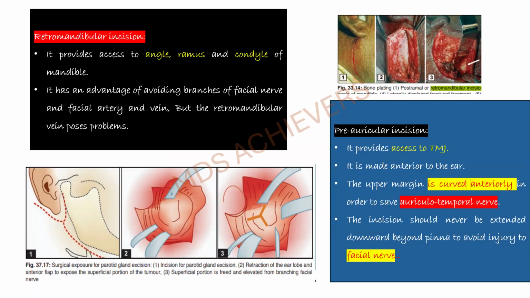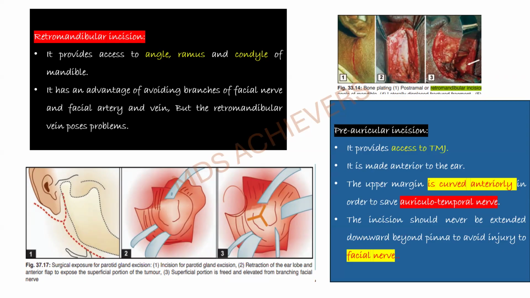Very, very important thing. It provides access to the angle and ramus of the mandible, and also it has an advantage of avoiding the branches of the facial nerve and facial artery and vein. But the retromandibular vein poses problems to this incision. This is done at the angle of the mandible, you can see in the image. There is damage to the retromandibular vein if it is done improperly, but at the same time it has the advantage of avoiding the facial nerve and facial artery.